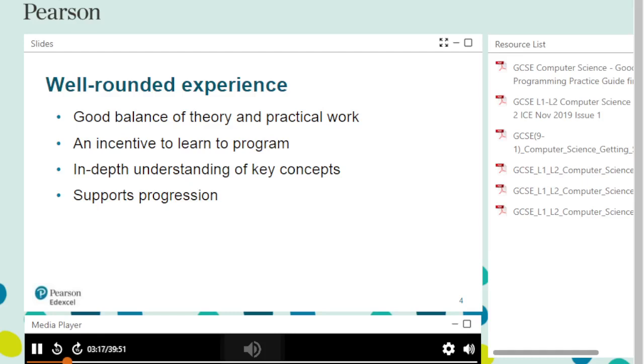We think this course will whet their appetite to pursue the subject further and will give them the knowledge and skills that they need to progress smoothly onto an A-level or a BTEC Level 3 qualification in computing.